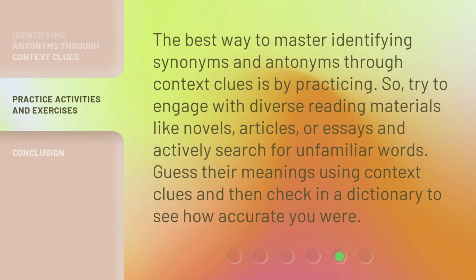The best way to master identifying synonyms and antonyms through context clues is by practicing. So, try to engage with diverse reading materials like novels, articles, or essays and actively search for unfamiliar words. Guess their meanings using context clues and then check in a dictionary to see how accurate you were.